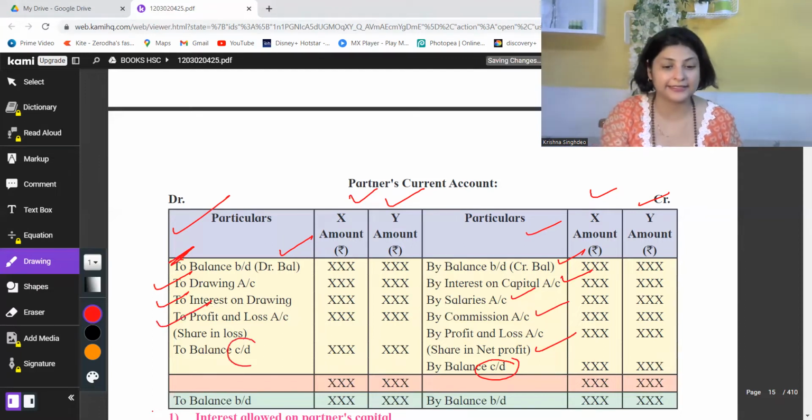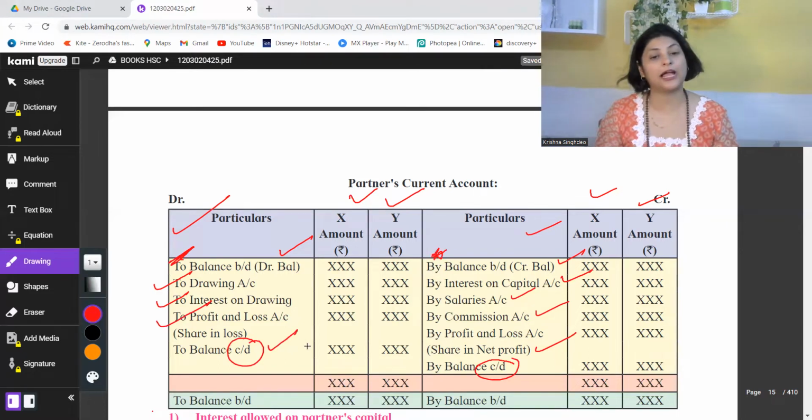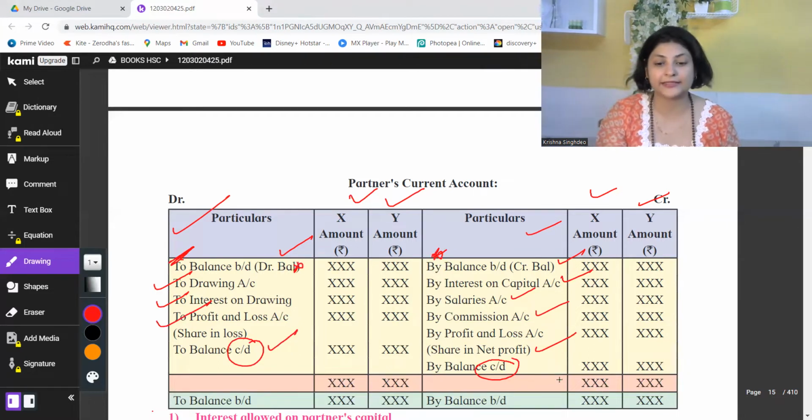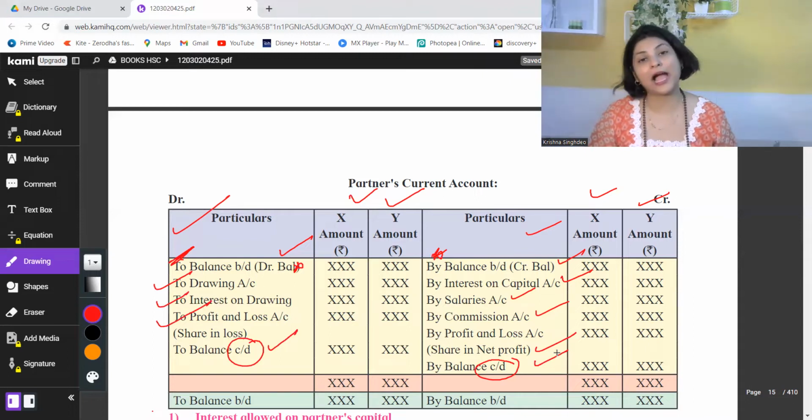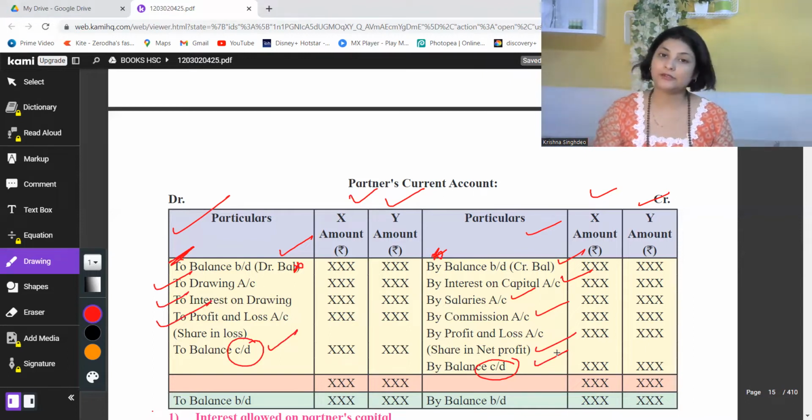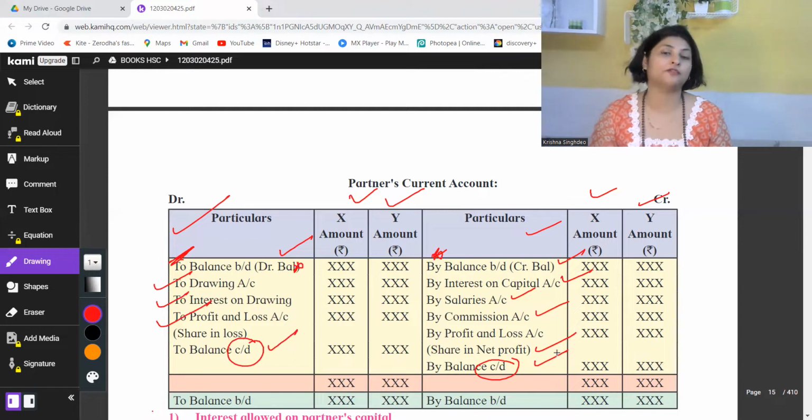And then the balance c/d. If your starting point is here, then your balance c/d is going to come over here. And if your starting point is here, the chances are your balance c/d is going to come over here. So this is the entire format of the partners' capital account and current account. Whenever a fixed capital method is followed by the firm, these two sets of accounts are opened.